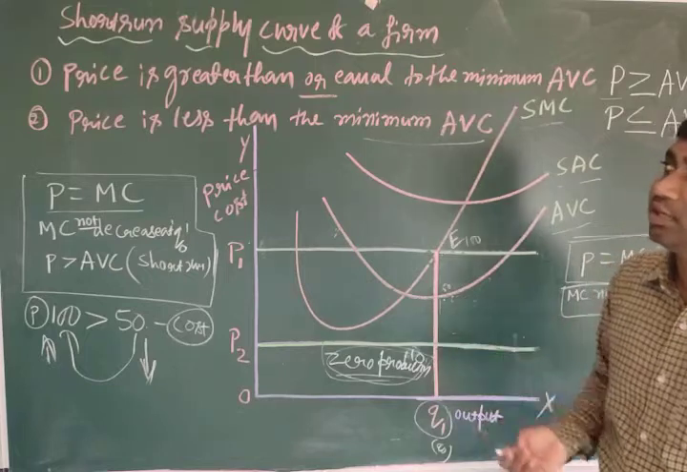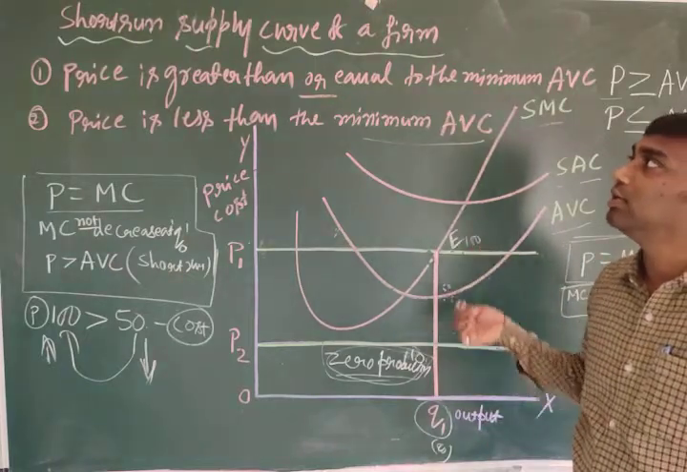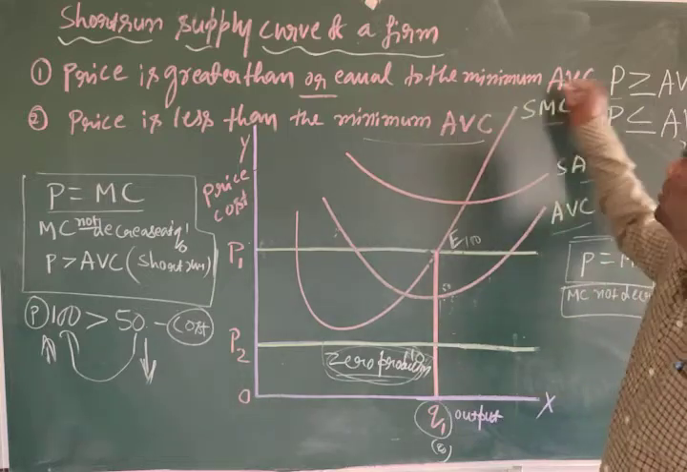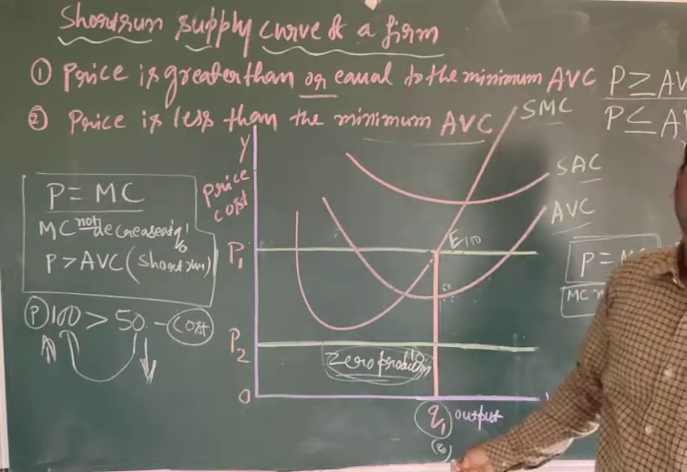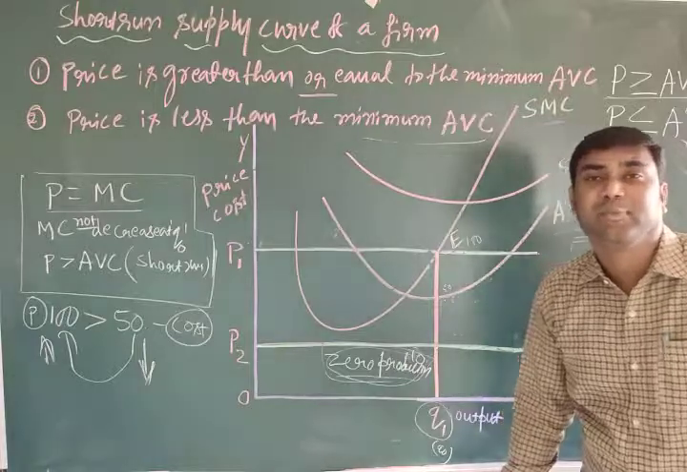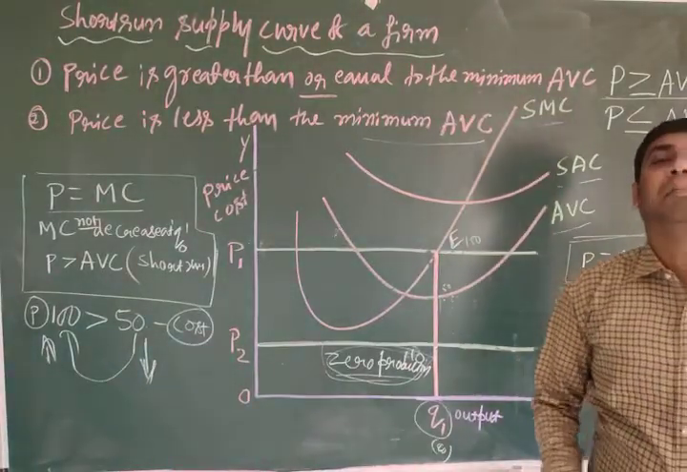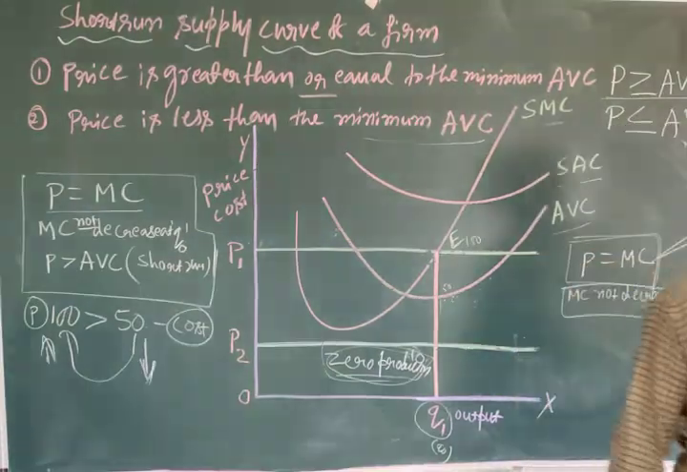Okay, this is the first condition under the short run supply curve of a firm. So this is the perfect point at the quantity of Q1 only. At the price of P1 and quantity Q1 only, the firm will earn profit maximization. Thank you.